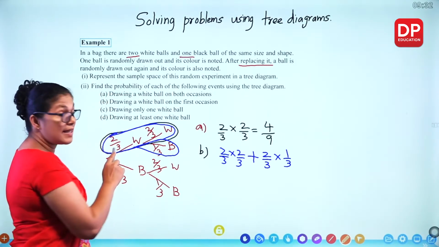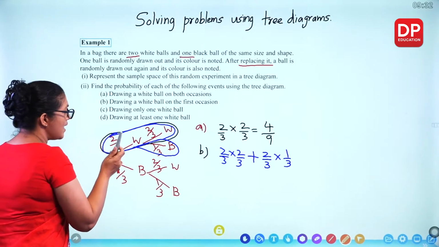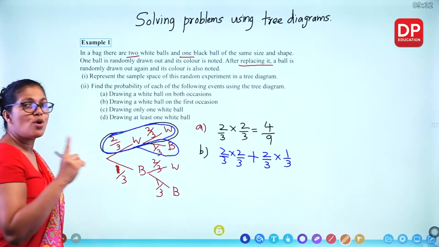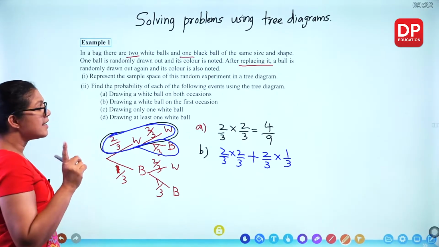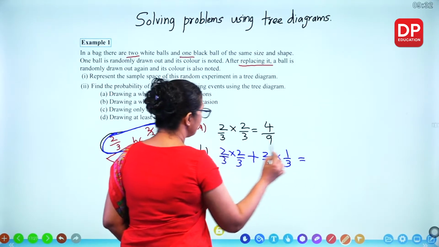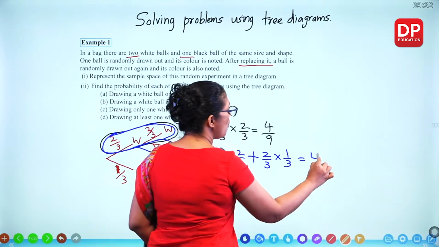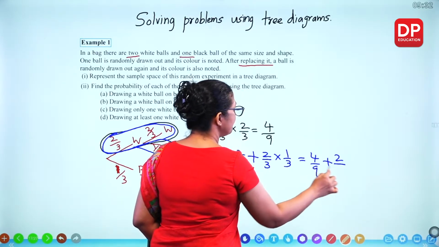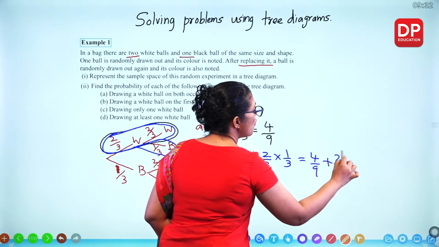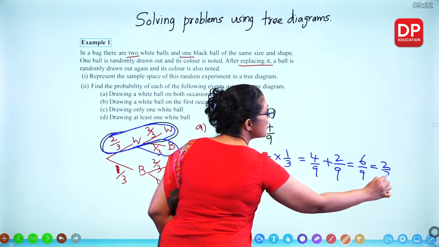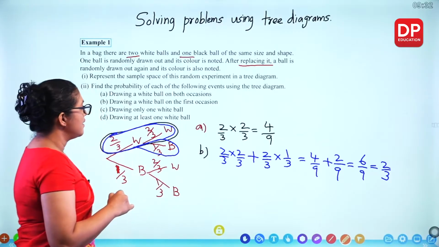You should be getting 2/3. Why? If this whole branch is there, these two branches add up to 1. So finally you will end up with 2/3. So we'll check it out. 2 times 2, 4 over 9, 2 over 9. So 4 plus 2, 6 over 9. When you simplify, you get 2/3. That is part C.